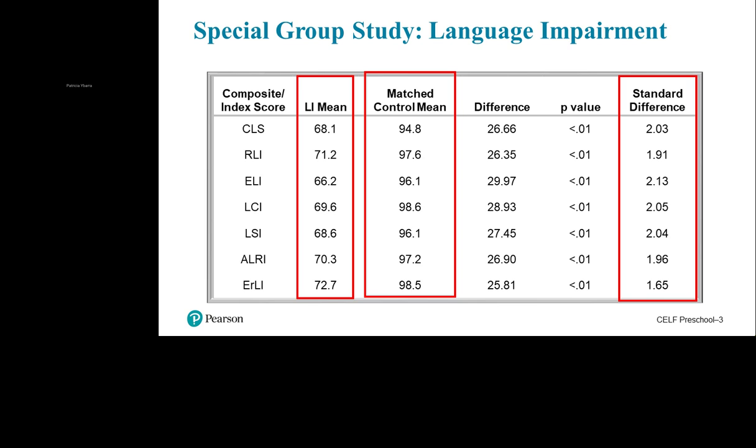The CELF Preschool-3 was administered to 79 children diagnosed with a language impairment as part of the standardization validity research. The study compares the performance of children identified with a language impairment and that of a matched control. The standard difference is the effect size, which expresses the difference between two scores in SD units. This allows for comparison of discrepancy scores across tests. Effect sizes of 0.50 are considered moderate, and those of 0.80 and above are considered large. As indicated in the table, the effect size is large for the Core Language score and for the index scores. These results highlight the ability of the CELF Preschool-3 to discriminate between children who are developing language typically and those who present with a language impairment.